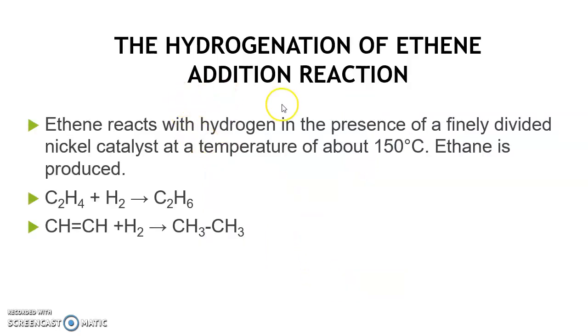Now let us look at some more addition reactions of ethene. Now this is the hydrogenation of ethene. In the hydrogenation of ethene, hydrogen molecule is added to ethene. So ethene reacts with hydrogen in the presence of finely divided nickel as catalyst at a temperature of about 150 degrees Celsius. The product is ethane. The double bond is broken and then you get ethane, which is a saturated hydrocarbon.